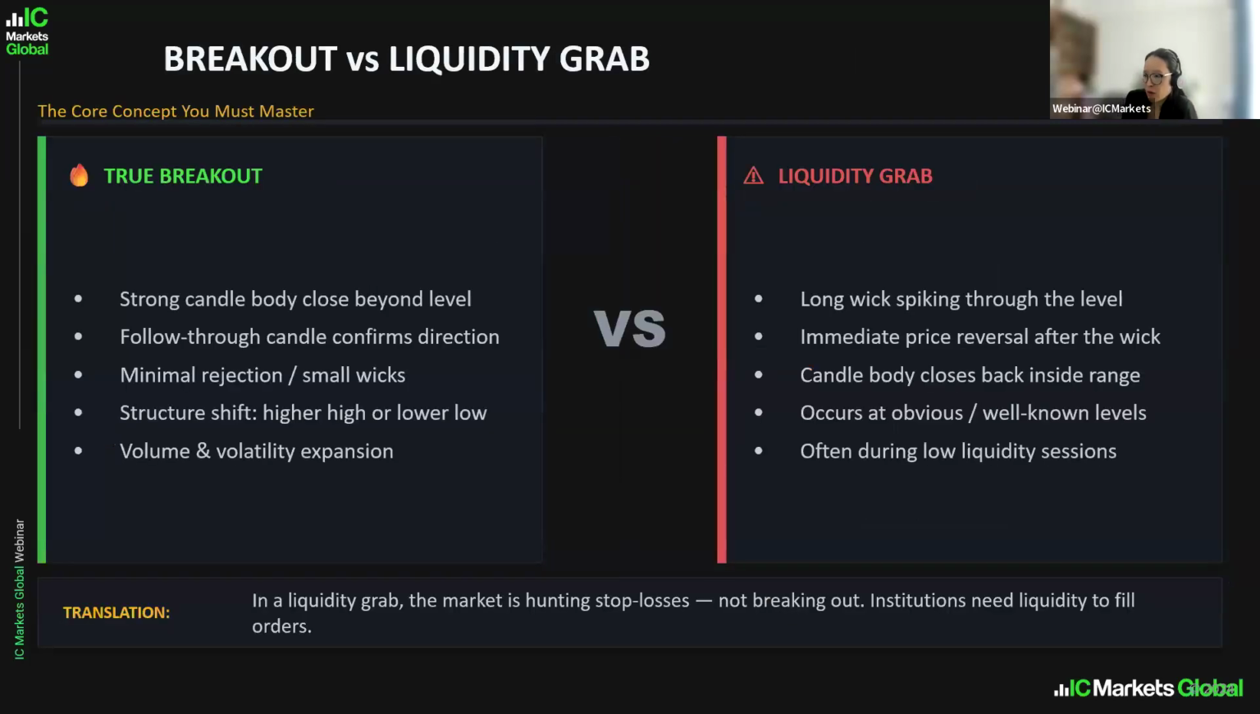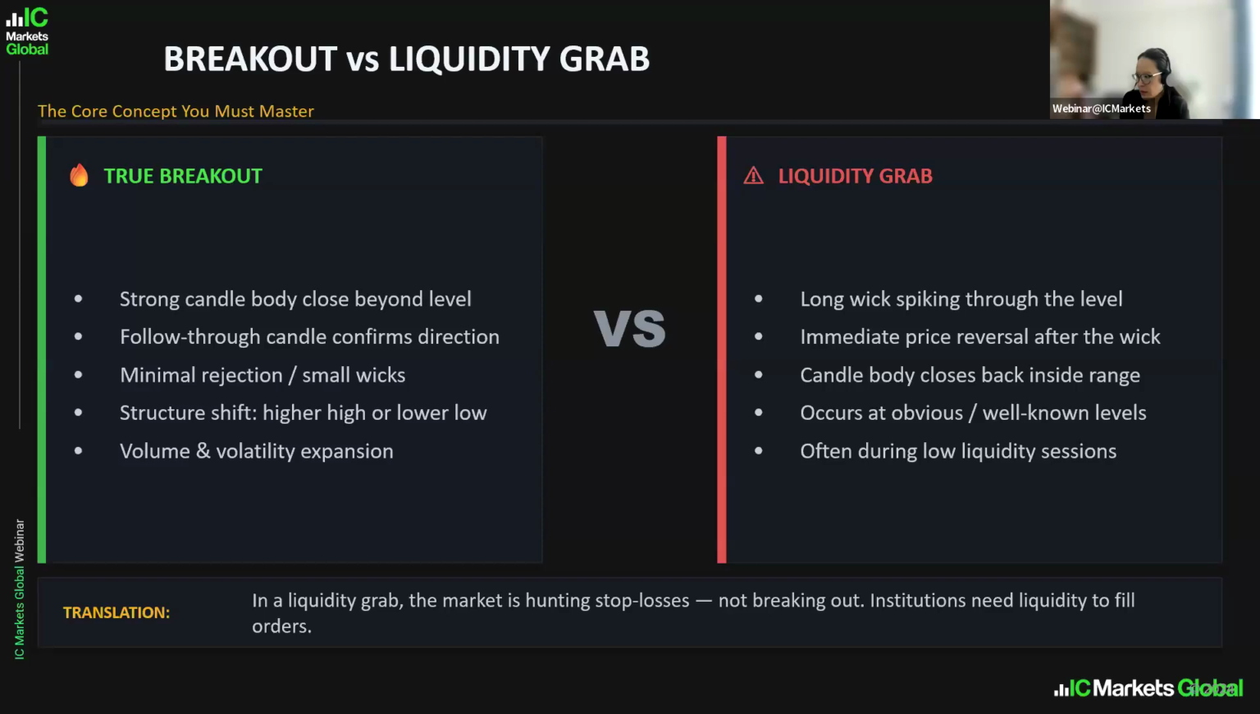Okay, now breakout versus liquidity grab. Whenever there's a true breakout, you're going to see a strong candle body close beyond the level. A follow-through candle confirms direction, with minimal rejection and small wicks. Because whenever price breaks a key level like support and resistance, you're going to see a really big candle with really small rejection. Structure shifts, price makes a higher high or lower low, with volume and volatility expansion.